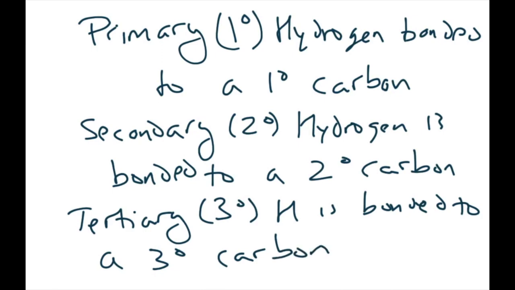So we can't ever have a quaternary hydrogen because a quaternary carbon is bonded to 4 other carbons, and that leaves no room for there to be a hydrogen on that carbon. So we only have primary, secondary, and tertiary hydrogens.